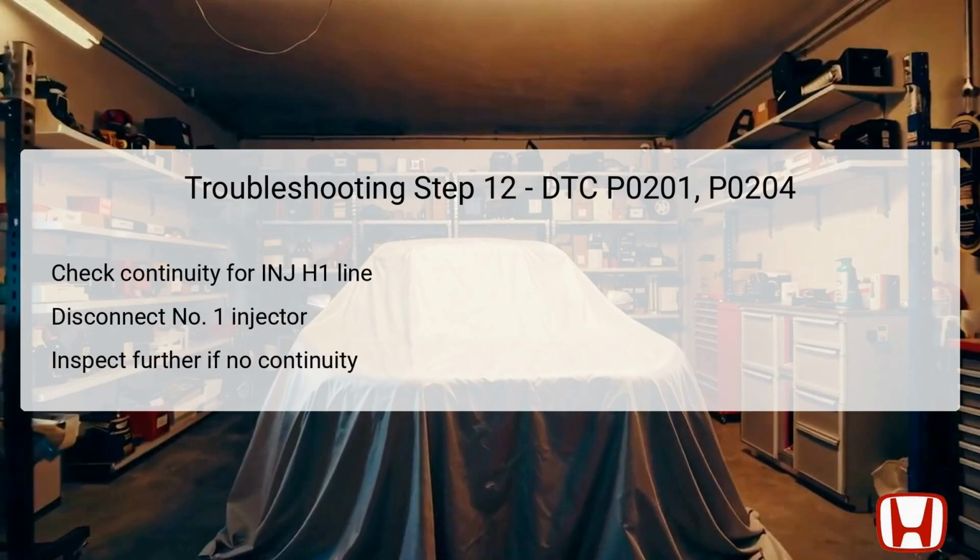Step 12 calls for another continuity check, now specifically on the INJ-H1 line. Disconnect the number 1 injector and measure continuity between the designated test points.